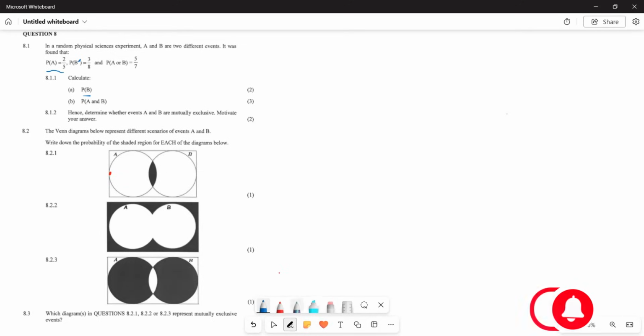What I want you to take note of is that the probability of B and the probability of not B are complementary events. Probability of B plus the probability of not B. Complementary events are events that add up to 1. So if you have the probability of not B, you can calculate the probability of B.